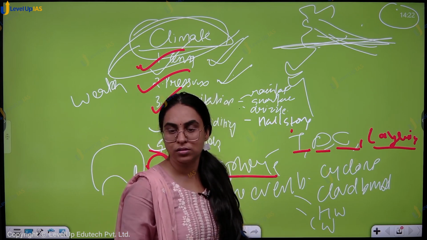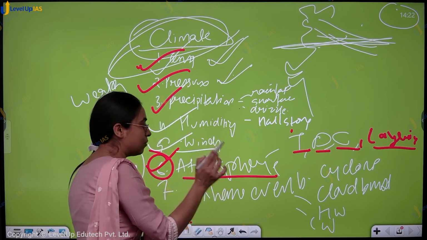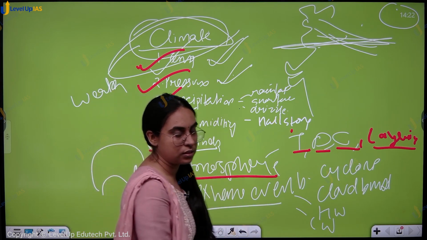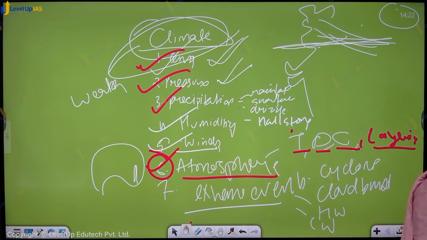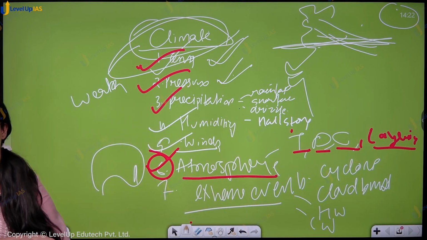Have you heard the name Chinook? Chinook, Pon, okay? So these are some winds' names that you can remember. Then extreme events like cyclone, cloudburst, heat waves, cold waves.